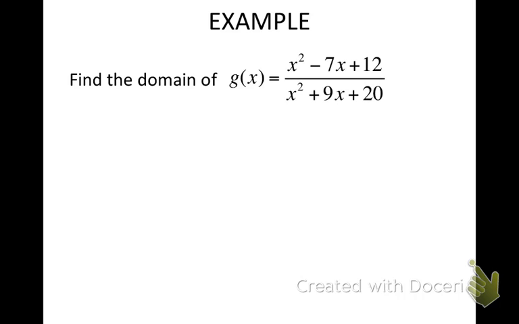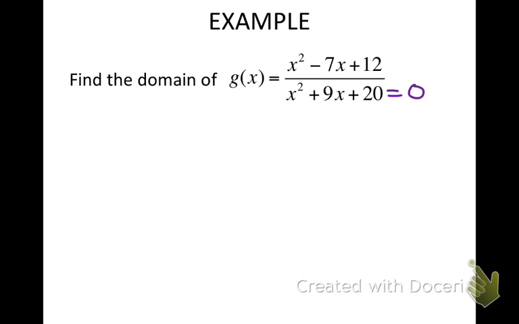Domain is your x values, right? So I need to figure out what are all of my possible x values that I could possibly have for this to be my domain. Well, I have x values in the denominator, which means I can't have 0 in my denominator. So I need to think about what values of x make my denominator equal to 0. Doesn't that look like a quadratic equation that we might be able to solve? Oh, 5 and 4. Factor it.